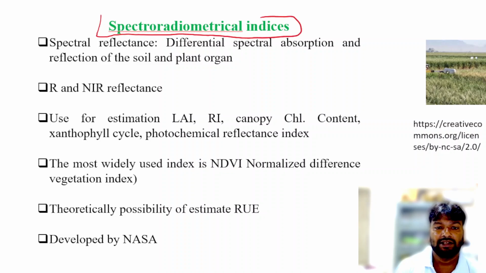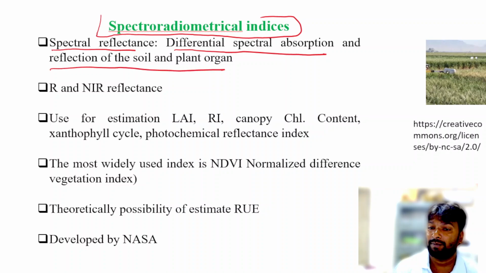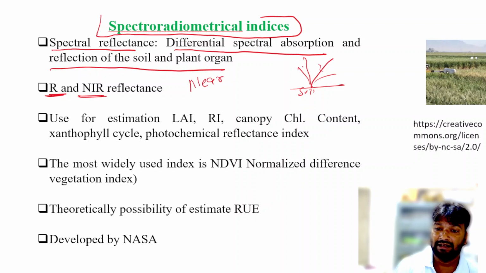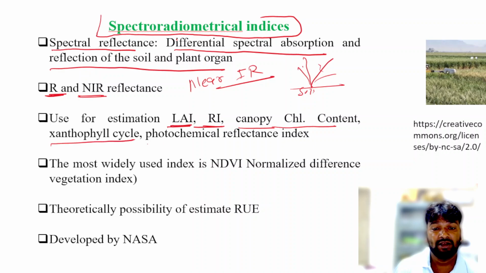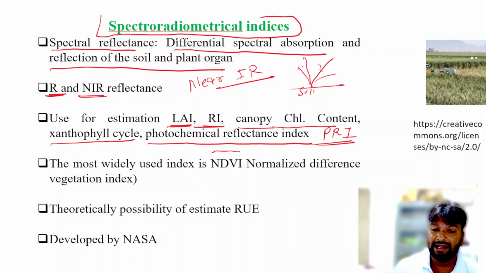Okay. So there are some spectroradiometric indices. You know that there is spectral reflectance. You know that there is differential spectral absorption and reflection of the soil and the plant organ. So this is the sunlight, and the absorption and reflection are different in the soil and the plant organ. For red light and near infrared light, there is near infrared light reflection, and this spectrometric use can be for the estimation of leaf area index, radiation interception, canopy chlorophyll content, xanthophyll cycles, and photochemical reflectance index, that is PRI. Okay. So for this we use NDVI. NDVI is the normalized difference vegetation index.